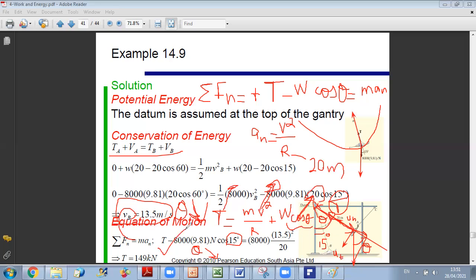Okay? Any question on this problem? Okay, so let's do the last problem in this PDF.